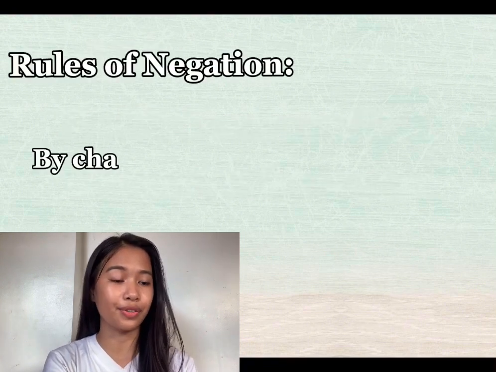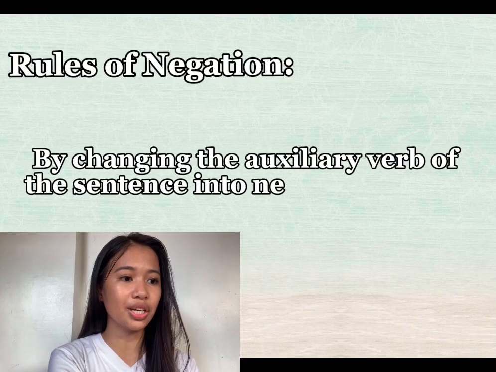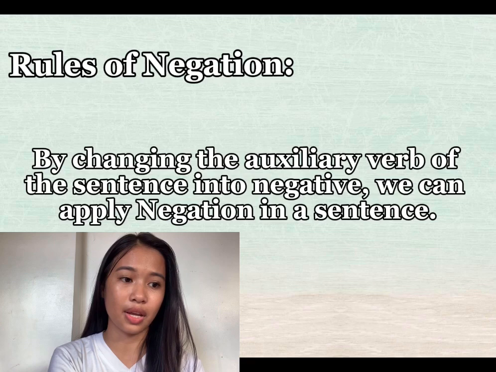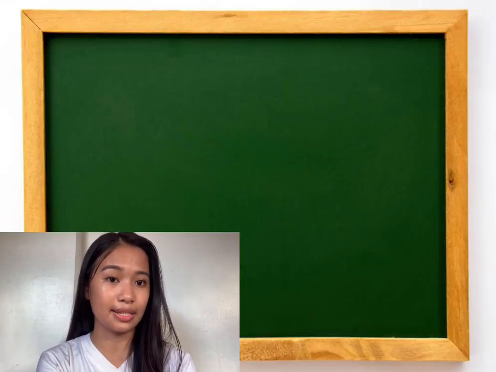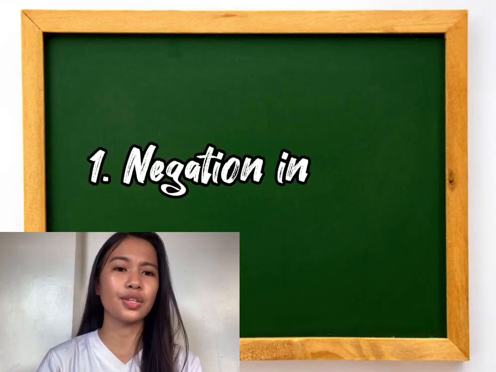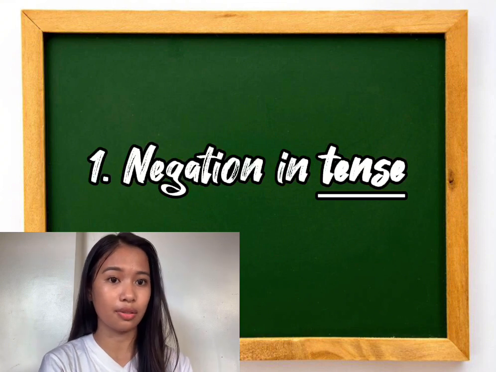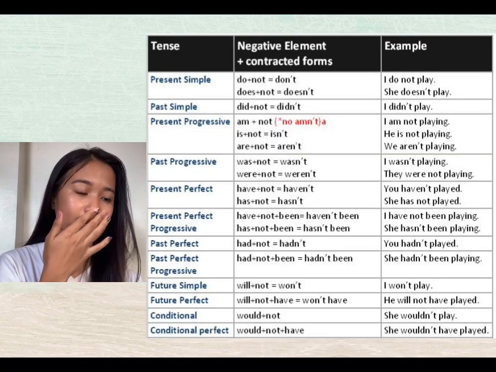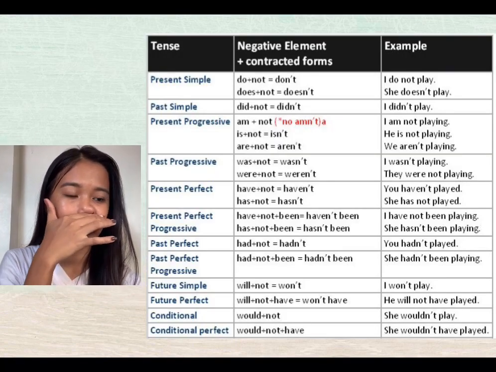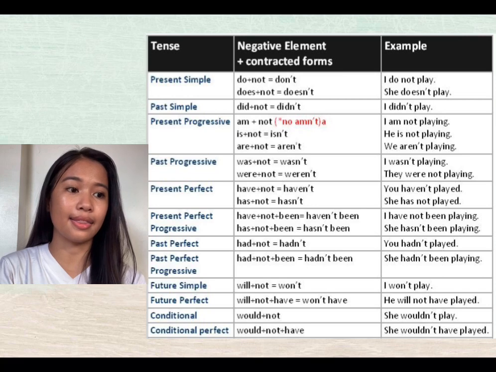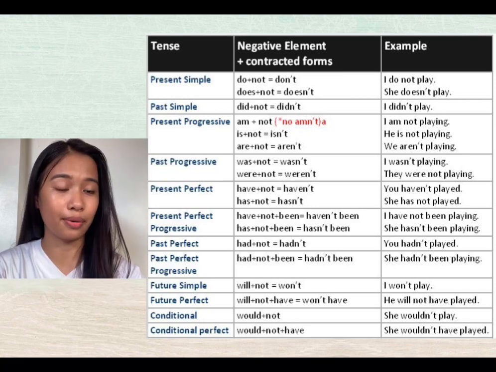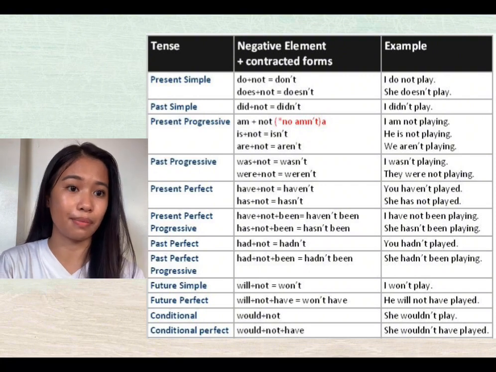There are rules of negation. By changing the auxiliary verb of the sentence into the negative, we can apply negation in a sentence. So there are different types of negation. One is the negation in tense. Here on the table, you can see that there are many types of tense, and they have this negative element plus contracted forms. And there are also examples to it.